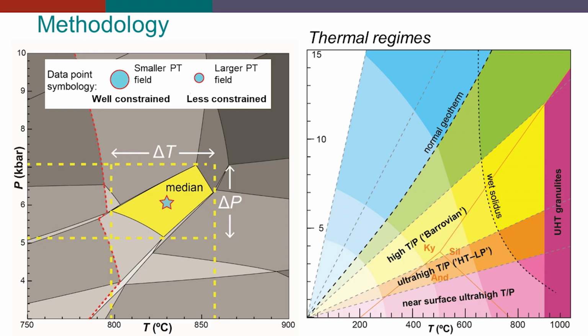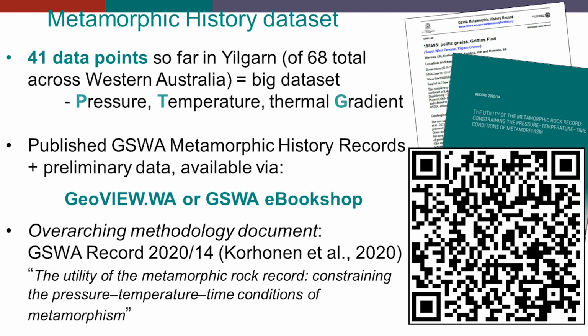And just the colors that we highlight are metamorphic fields. So the yellow field on the left actually corresponds with the range in PT space and a range of thermal gradients on the right. Okay, so in terms of the metamorphic history data set, this is available. So far, we have 41 data points in the Yilgarn. This represents one of the largest robust metamorphic data sets in the world for a single terrane, as far as I'm aware. We are constantly refining this, okay?